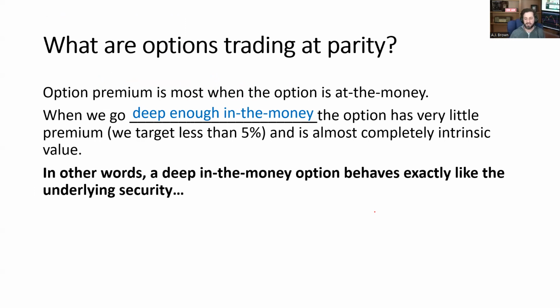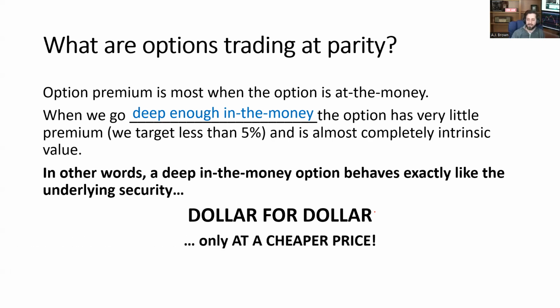In other words, this deep in the money option actually winds up behaving just like the stock or the ETF or the index. Dollar for dollar, meaning if the stock goes up 50 cents, so will this deep in the money option. But it's going to be at a cheaper price. You won't have to spend the $12, the $15 a share. You maybe spend half or even less than half of that, right?